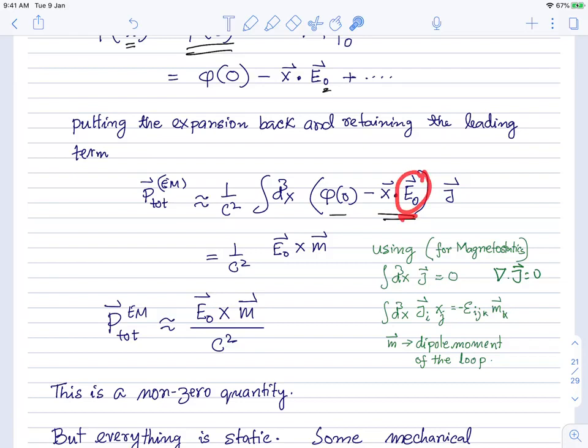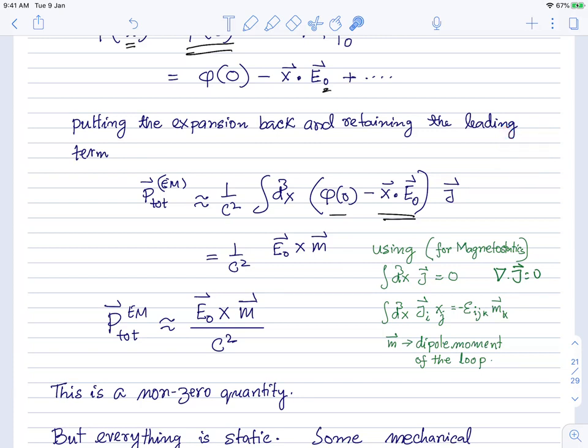This E would be contracted with one of these indices, this x index. So the E will be contracted with the j, and therefore you can use the epsilon to write it as a cross product between this E naught and m. So this will be the leading term in that approximation, and this is definitely not equal to 0. This E cross m is some constant, this is the leading term, and very clearly this is not equal to 0. Let's say there's some loop here which has a moment like this, and there's a charge here where there's some electric field like this.